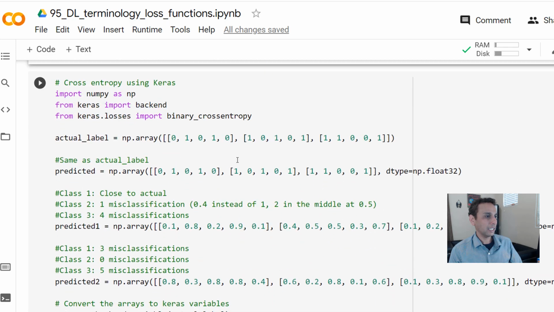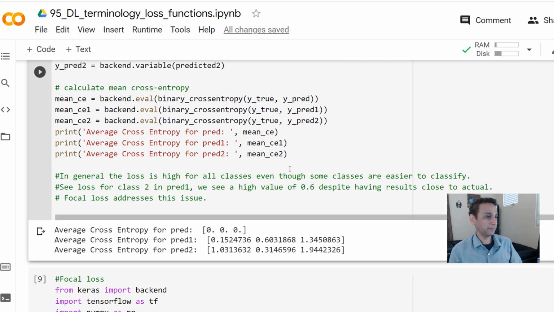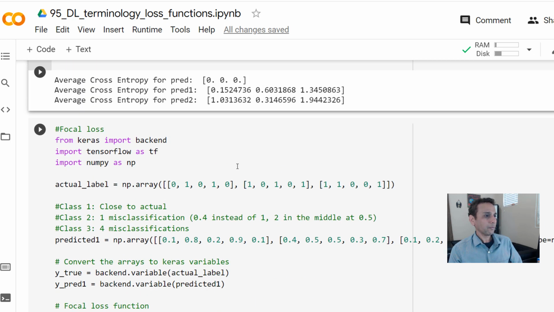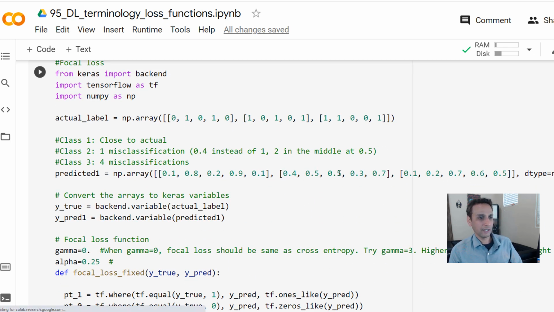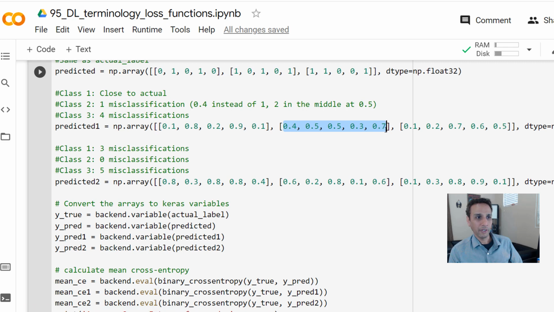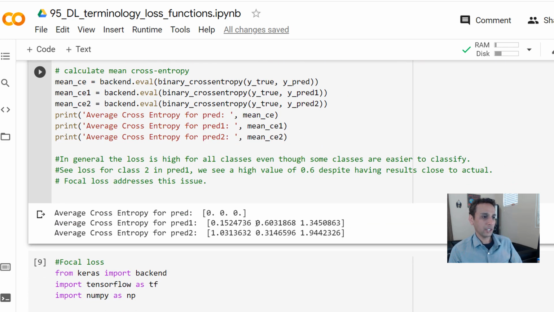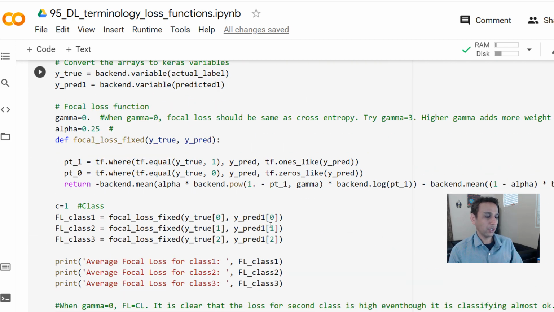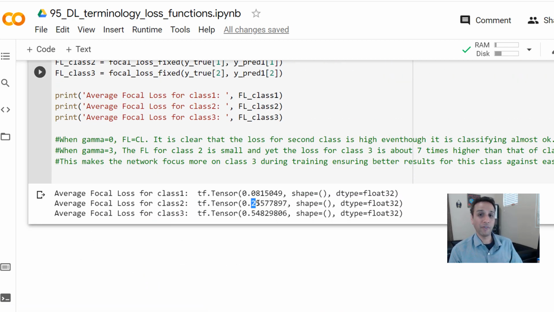And if you look at the cross entropy, we are looking at this class, right? Second class, this one, 0.4, 0.5, 0.5, 0.3, and 0.7. For that, we actually got 0.6 when you're only looking at binary cross entropy or categorical cross entropy, either way, 0.6, which is very high. But when you look at focal loss, it's telling me, hey, this is not very good, but at least put more focus on this other one, on this class 3. You see the difference here, 0.25 and 0.54. This is like 2 times already right there.